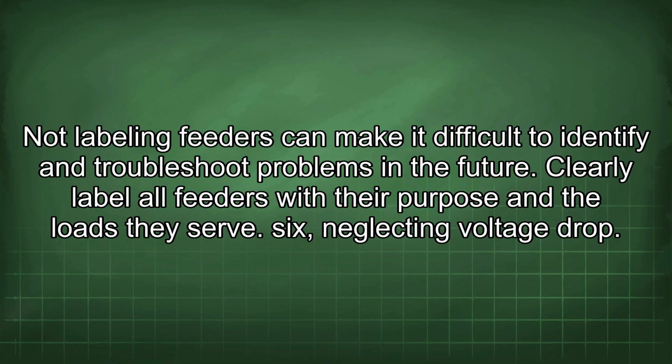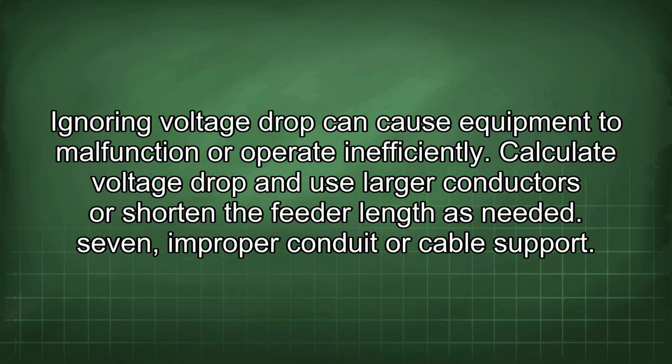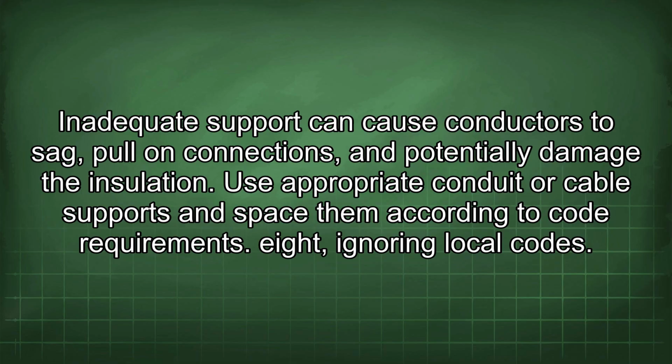6. Neglecting voltage drop. Ignoring voltage drop can cause equipment to malfunction or operate inefficiently. Calculate voltage drop and use larger conductors or shorten the feeder length as needed. 7. Improper conduit or cable support. Inadequate support can cause conductors to sag, pull on connections, and potentially damage the installation. Use appropriate conduit or cable supports and space them according to code requirements.